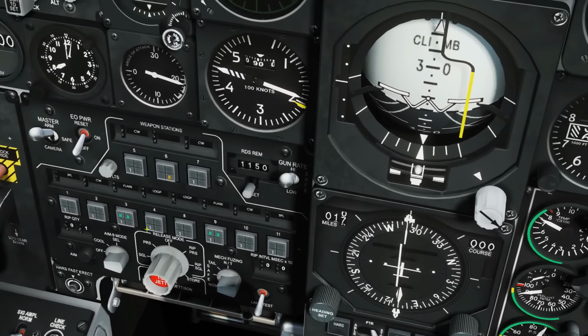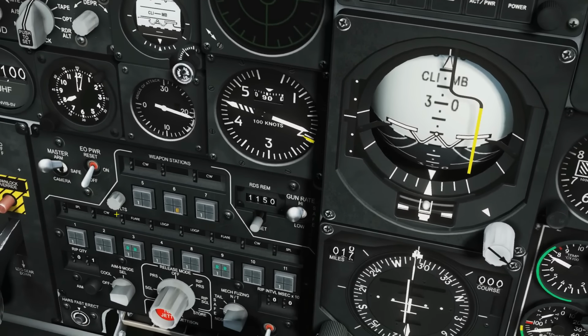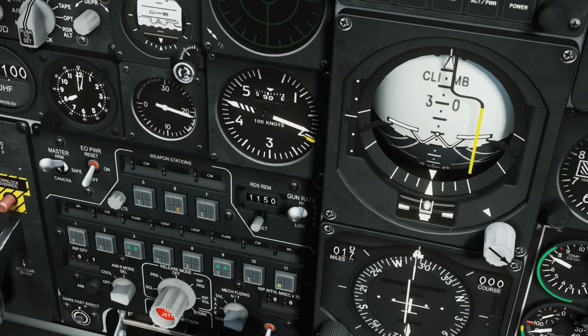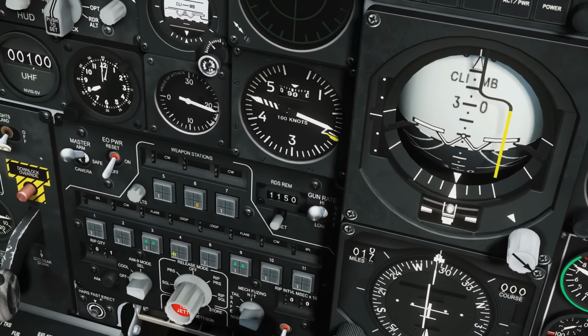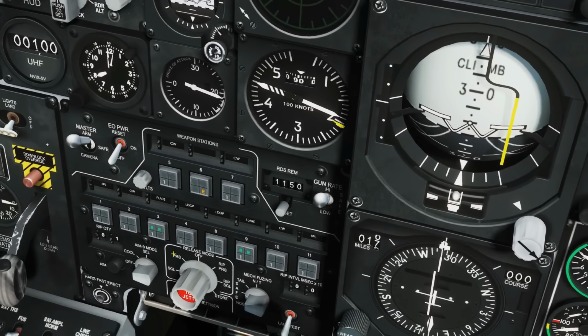Now, first thing to point out, if you're the kind of guy that likes to read a manual, the manual does not marry up with what we've got here. There are discrepancies. So we have to kind of just use a bit of experimentation to find out what everything means.